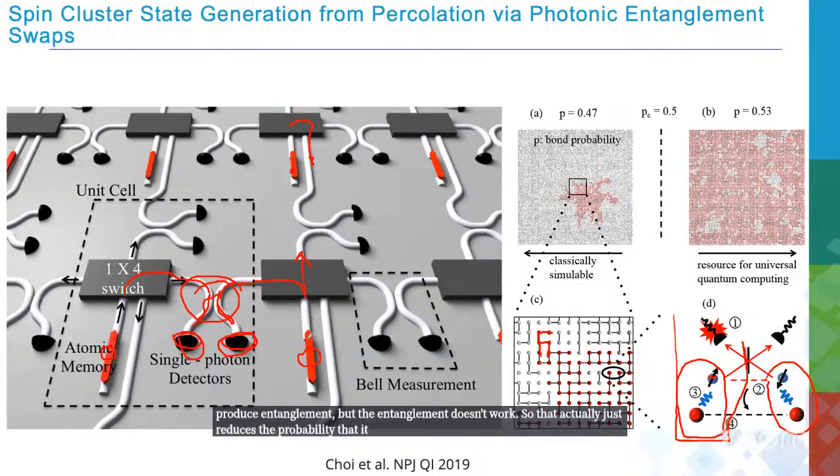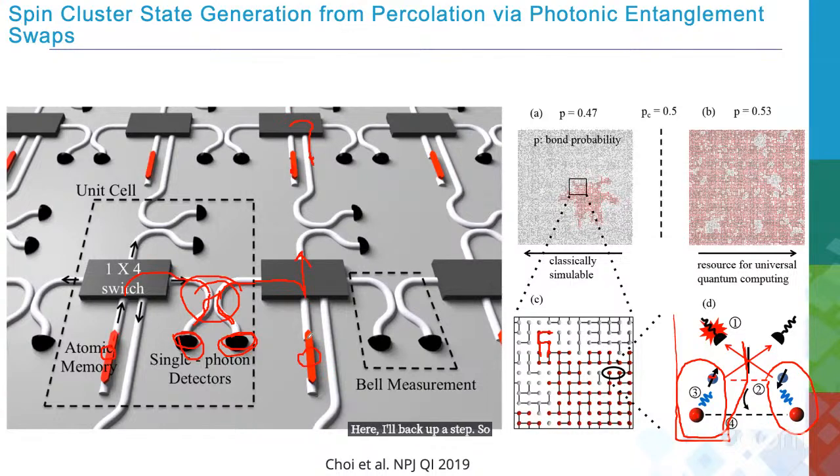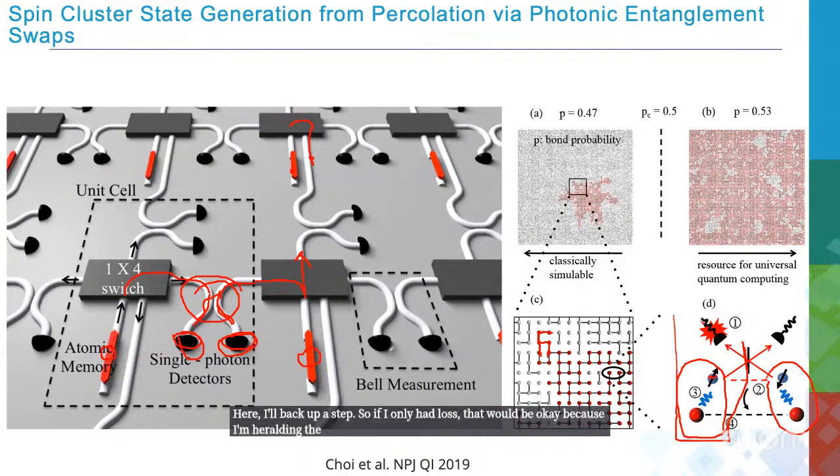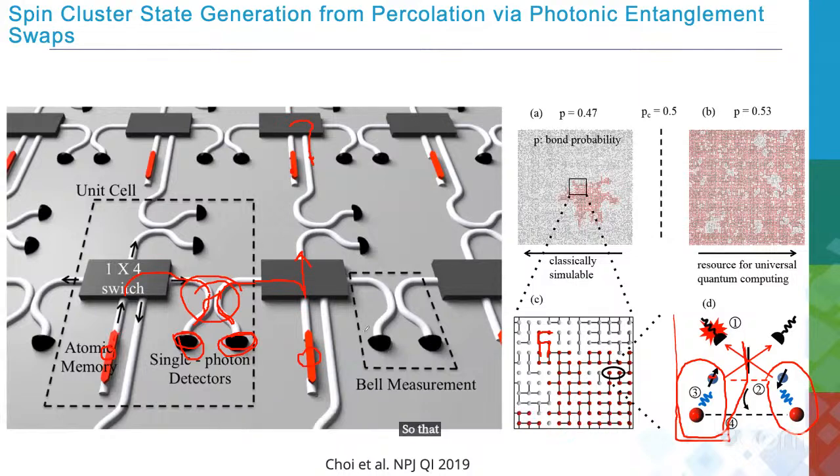But in addition to that, there's this noise that I just talked about. Here, I'll back up a step. So if I only had loss, that would be okay, because I'm heralding the entanglement. If there were no noise in the system, so that whenever I had this particular click pattern, that would actually herald perfect entanglement.